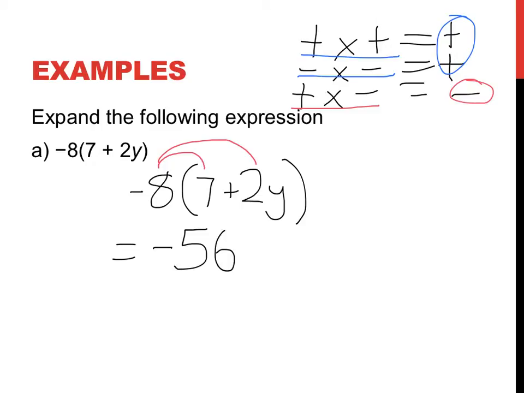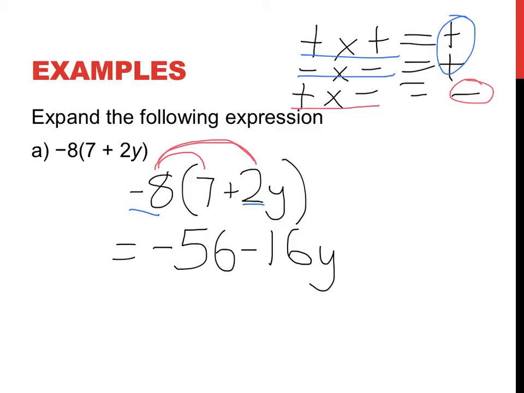That's my first bit. And then negative 8 times 2y, let's start with my numbers first, my pronumerals second. Negative 8 multiplied by 2, well, 8 times 2 is 16. That's a negative 8 and that's a positive 2, so my answer is going to be negative 16, and then I've got y on the end.